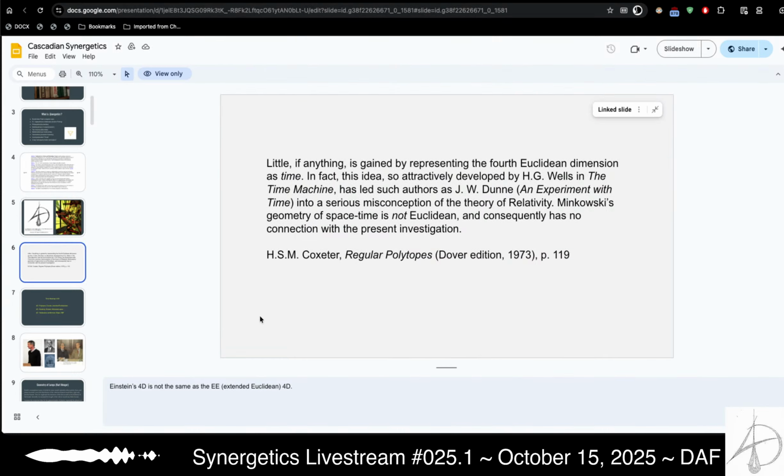Here's a quote from H.S.M. Coxeter, who wrote, "Little if anything is gained by representing the fourth Euclidean dimension as time. In fact, this idea, so attractively developed by H.G. Wells in The Time Machine, has led such authors as J.W. Dunne into a serious misconception of the theory of relativity. Minkowski's geometry of spacetime is not Euclidean, and consequently has no connection with the present investigation." So this is Coxeter, geometer, describing the inequality of the Einstein 4D, the Minkowski space, with the extended Euclidean multidimensional.